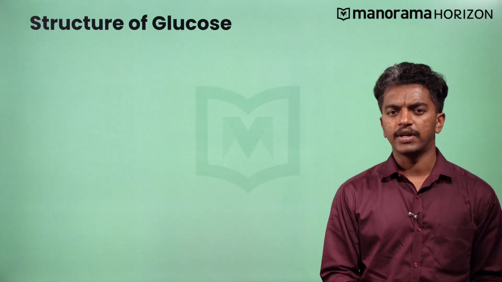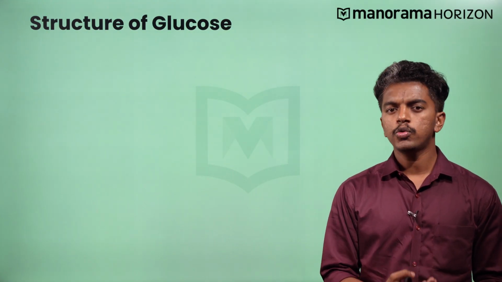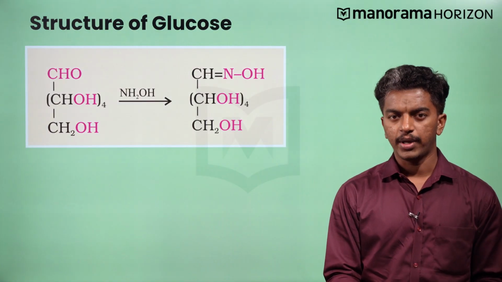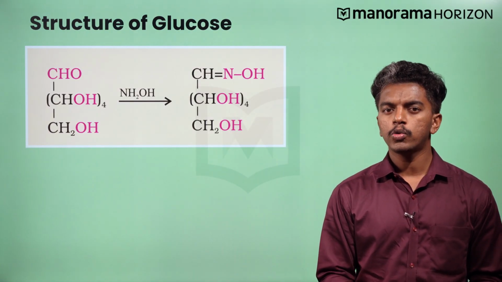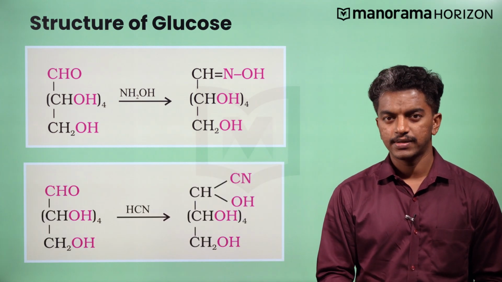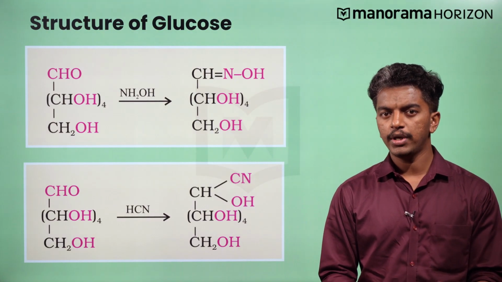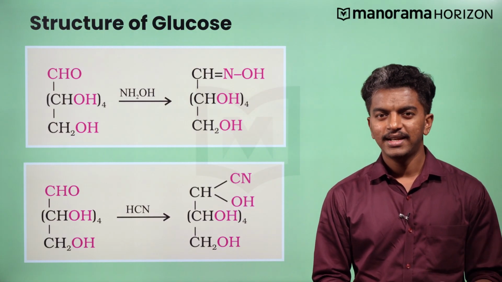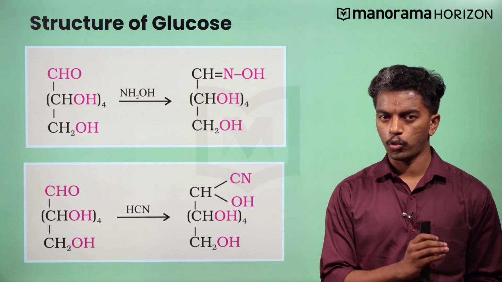Next, let us identify the functional groups present in glucose. When glucose was treated with hydroxylamine, it gave oxime as the product. Moreover, glucose upon reaction with hydrogen cyanide gave cyanohydrin. Oximes or cyanohydrins are formed only if the carbonyl group is present. Thus, these reactions confirm the presence of the C=O group in glucose.